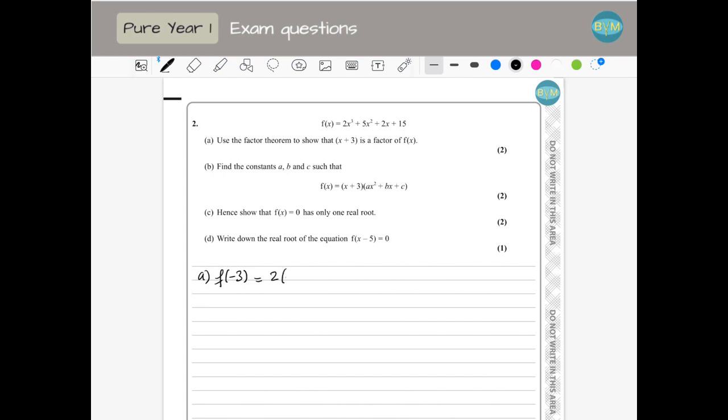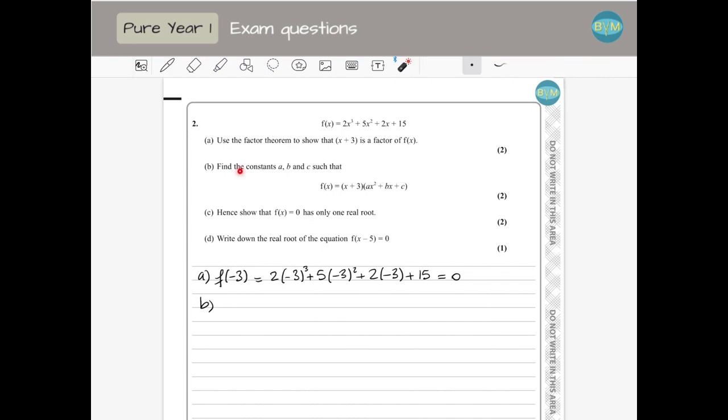So we have 2 times minus 3 cubed, just substituting, plus 5 times minus 3 squared, plus 2 times minus 3, plus 15. And when you do that, you can use the calculator, it's 0. Therefore, x plus 3 is a factor.